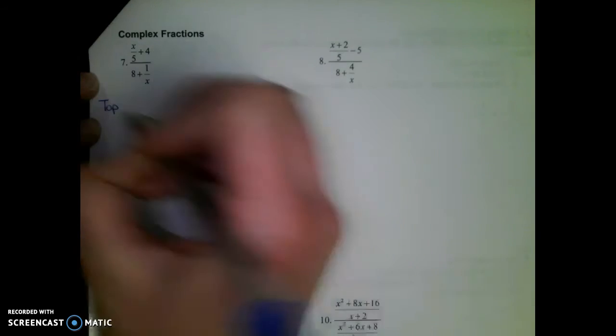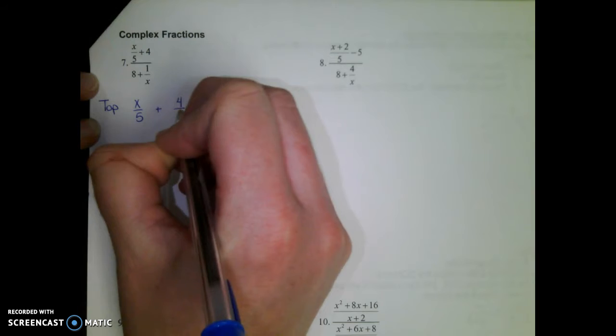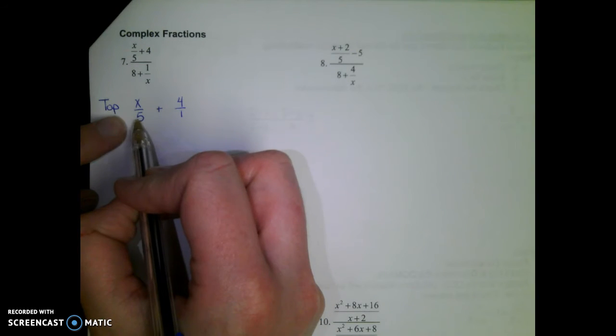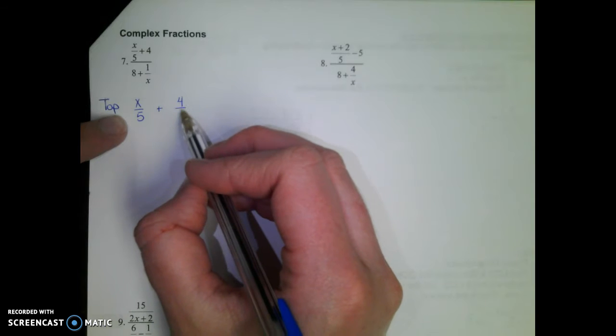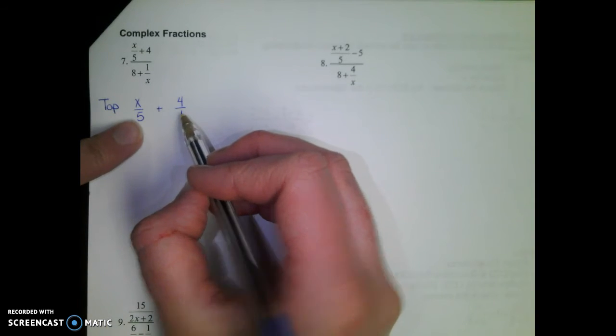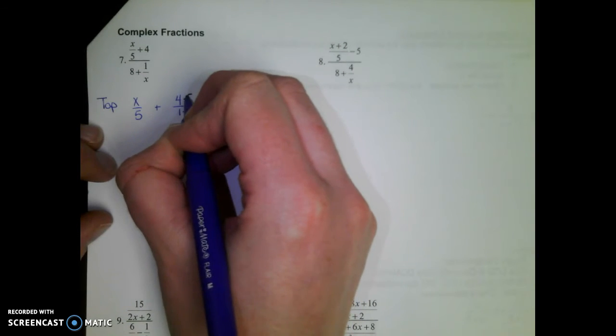On the top, we have x over 5 plus 4. 4 is not a fraction, so I'm going to put it over 1 to make it look like a fraction. This is actually one of the easiest addition problems that you'll see because it's the most similar to what you did in elementary and middle school. Do you agree that this 5 already has a times 1 in front of it? Because multiplying by 1 doesn't really change anything. Over here, this denominator does not have a 5. So this denominator needs a 5. So times 5 on the bottom, times 5 on the top.